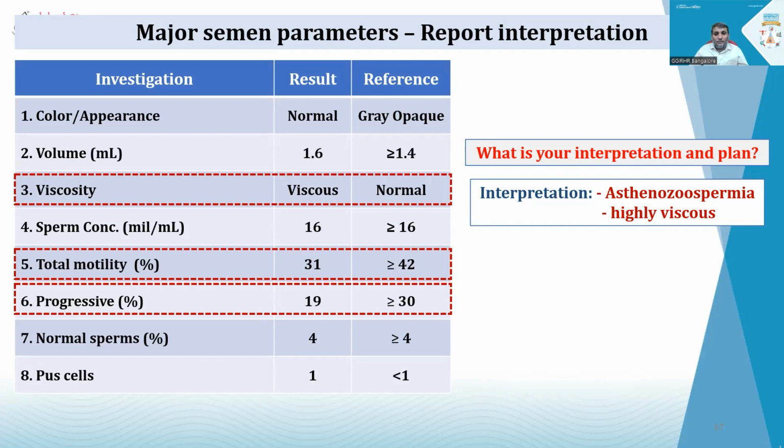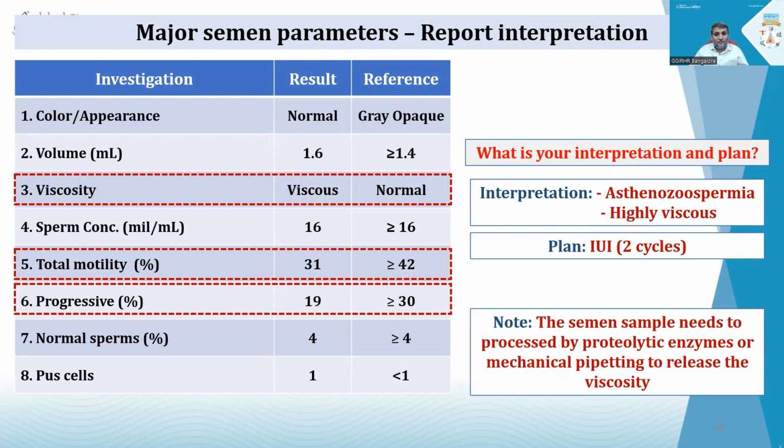Now, what will be the plan? What can be done for this patient? Semen processing with IUI. See here, since it is highly viscous, we assume it is because of viscosity. The sample needs to be treated with some proteolytic enzyme, which is commercially available. Mechanical pipetting can be done, and we can plan for IUIs, 2 cycles of IUIs.